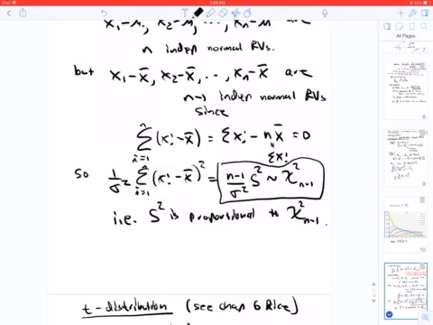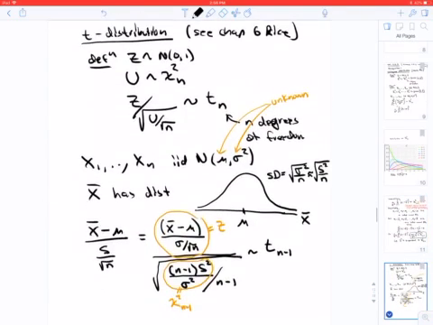So 1 over sigma squared times the sum of (xi minus x bar) squared, which if you follow the definition of the sample variance is just n minus 1 over sigma squared times the sample variance. That is chi-squared n minus 1. So that's an important result that we're going to assume. And so the upshot is that s squared is really just a multiple of a chi-squared n minus 1.